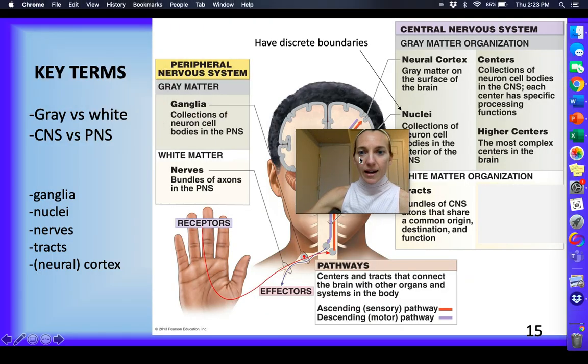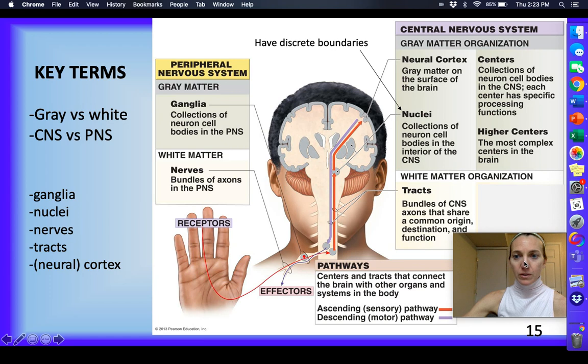Okay. Last slide for you is looking at organization once again. So, central nervous system, peripheral nervous system. So, gray matter versus white matter. As I'd indicated, one way to think about this is white matter, right? It's white because of the myelin.